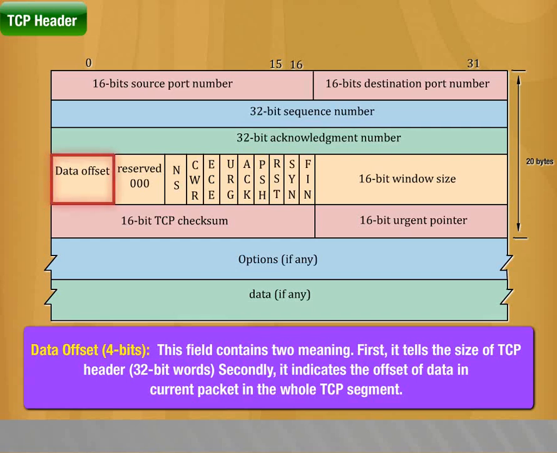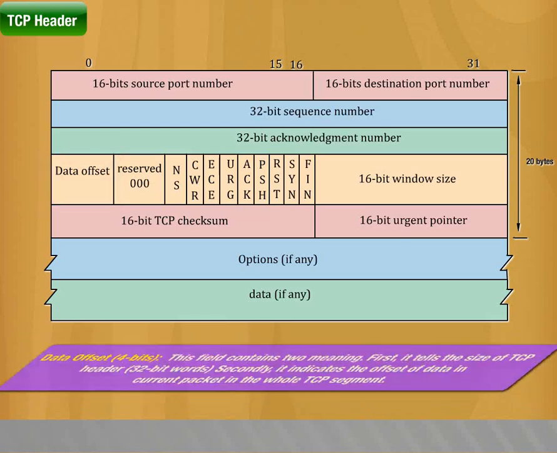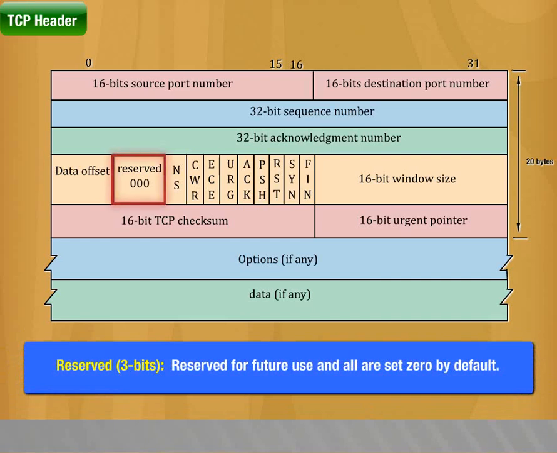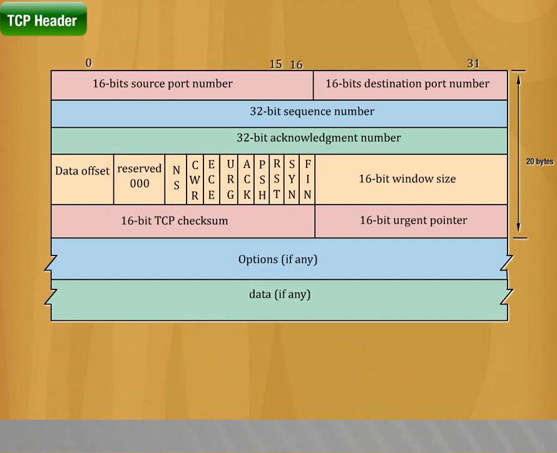Data offset, 4 bits. This field has two meanings. First, it tells the size of the TCP header in 32-bit words. Secondly, it indicates the offset of data in the current packet in the whole TCP segment. Reserved, 3 bits: reserved for future use and all are set to 0 by default. Flags, 1 bit each.